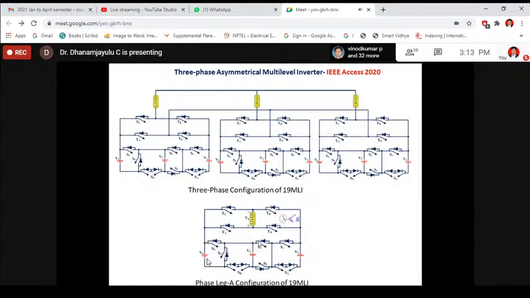6 unidirectional switches, 7 unidirectional switches, and 2 bidirectional switches. By employing 3 DC sources, we are able to generate 19 levels. This is a 3-phase configuration, and this is the proposed leg A, phase A.